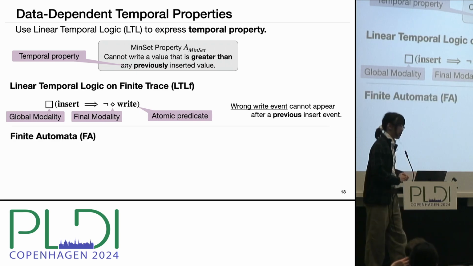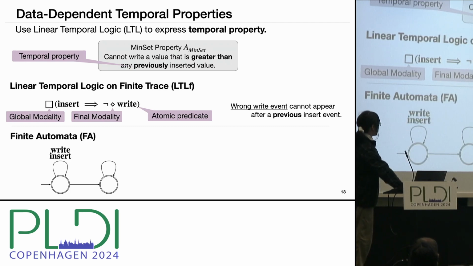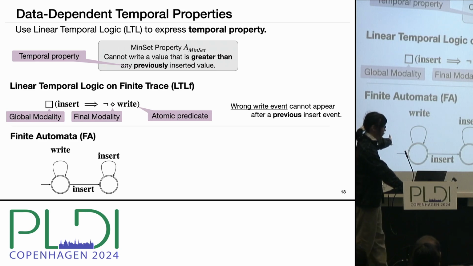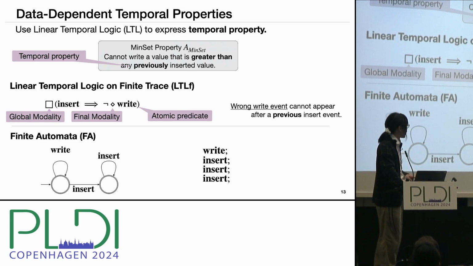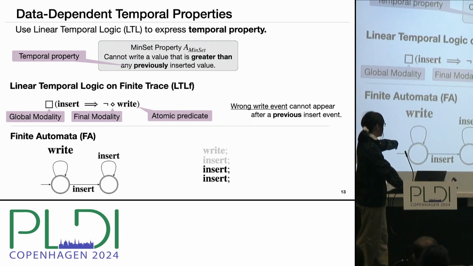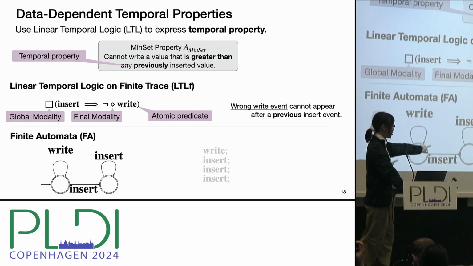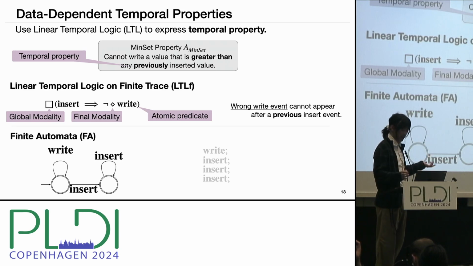LTLf actually has the same expressive power as finite automata. And you can have a corresponding automaton that looks like this, where transitions are labeled with the if-else operators. We have two states. If insert happens, go to another state. And the write cannot happen, so remove this. So that is the corresponding finite automaton. And we see how it accepts a trace. Here's an example trace. For the first event, we go here, the self loop. At the second event, we go to the second state. And insert is a self loop, insert self loop. And this double circle means the final state of the automaton, so we accept it.